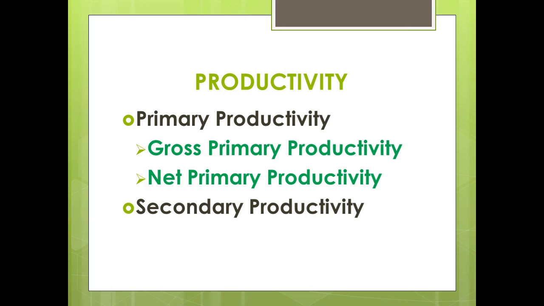Now let us look at secondary productivity. It is the rate at which organic matter is built up by the consumers, especially the primary consumers or the herbivores. So this is about the different types of productivity that is seen in an ecosystem.